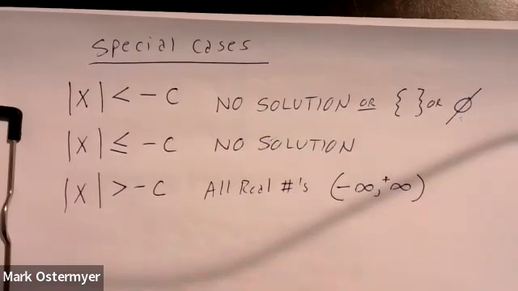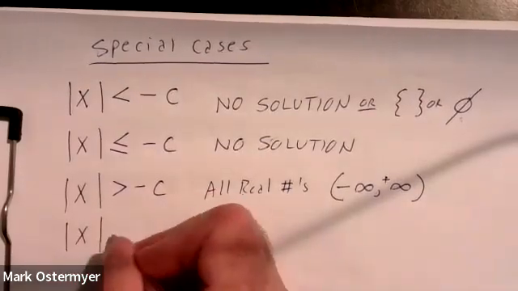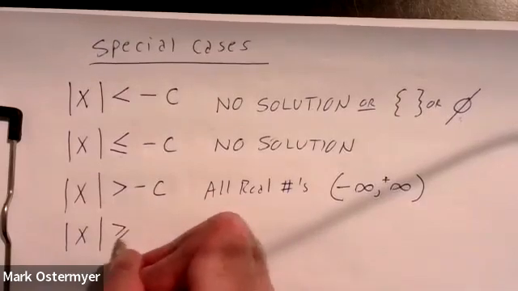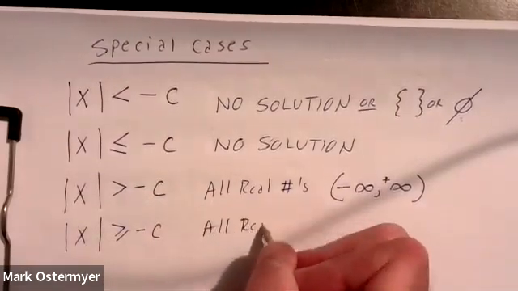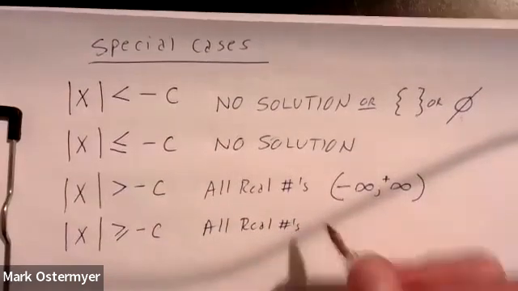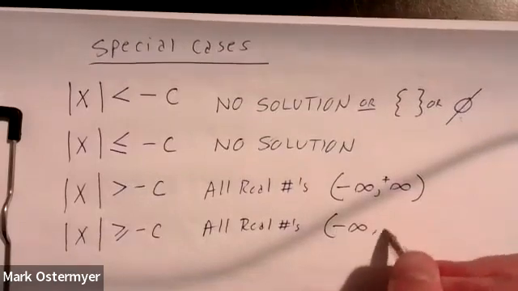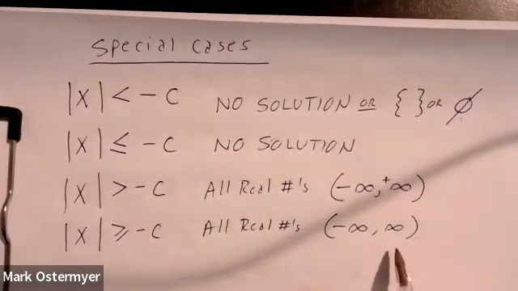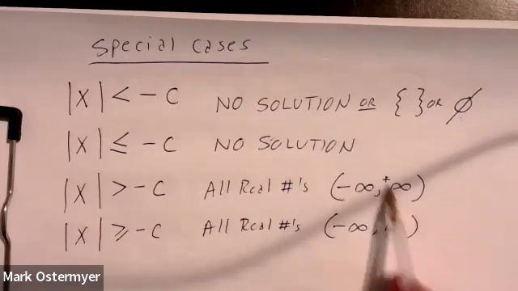All right. Another special case. If you have the absolute value of x or an expression in x is greater than or equal to a negative number, your solution set again is all real numbers. So this has an infinite number of solutions, namely all real numbers from negative to positive infinity. By the way, positive infinity does not have to be preceded with a plus sign. If you don't have a sign in front of infinity, it's understood to be positive infinity.